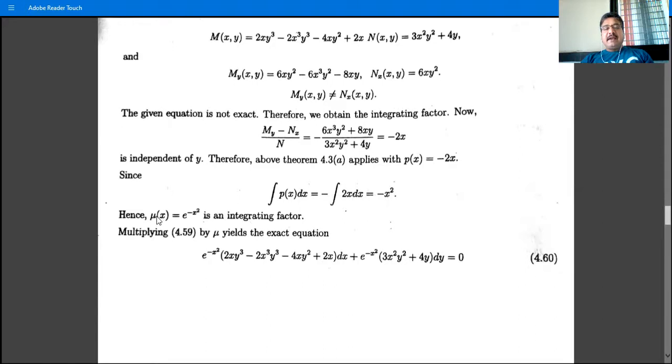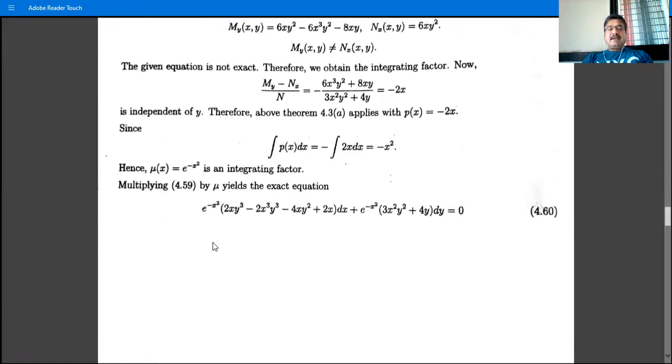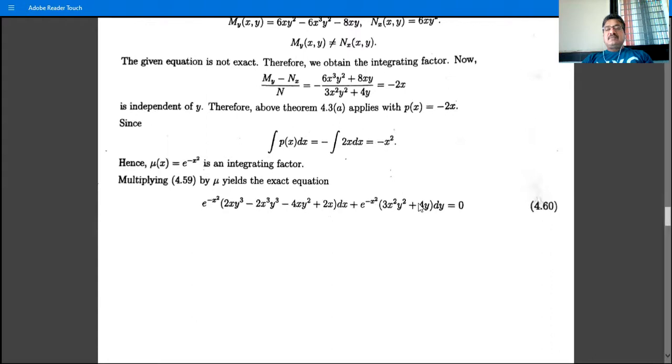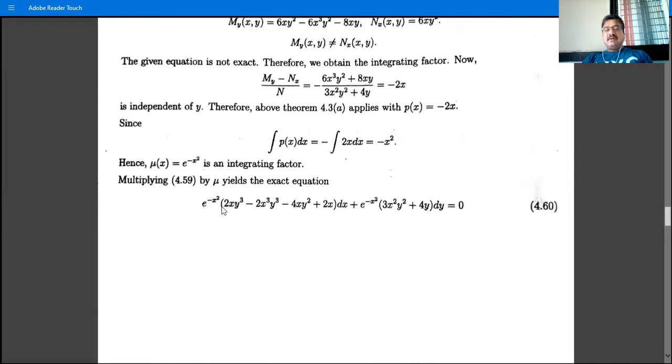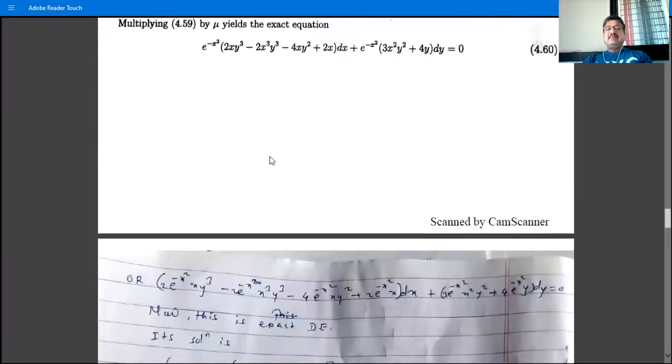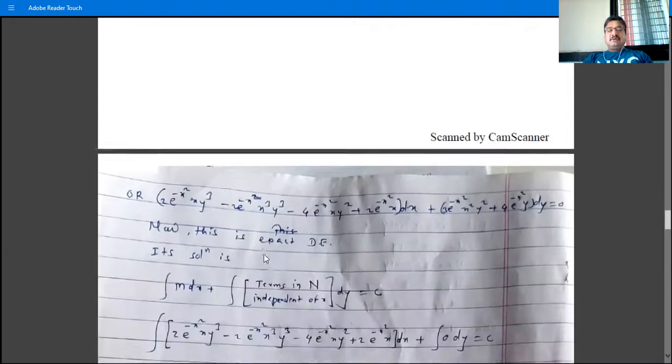So the integrating factor is denoted by mu(x), or we say just I.F., equal to e raised to integration f(x) dx. In this notation, integration p(x) dx is minus x square. E raised to minus x square is the integrating factor, and then we multiply e raised to minus x square to the given differential equation. We have this differential equation, and this is an exact differential equation, and now its solution is what?